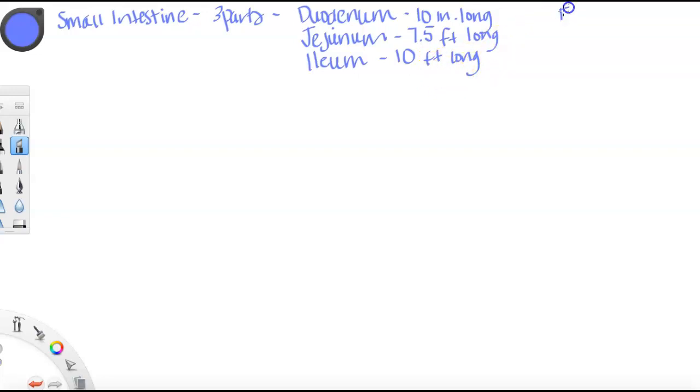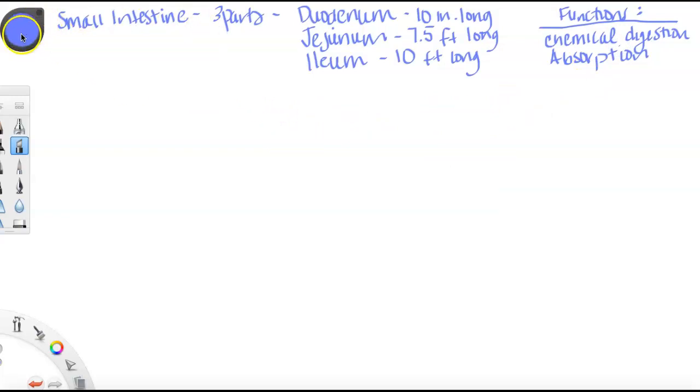So it basically functions in 2 things. Chemical digestion and absorption. Okay, very important.